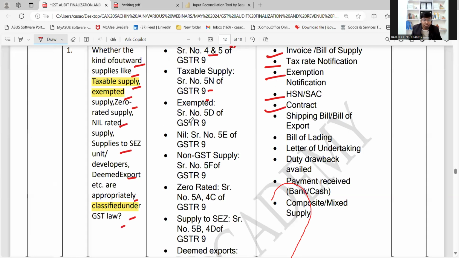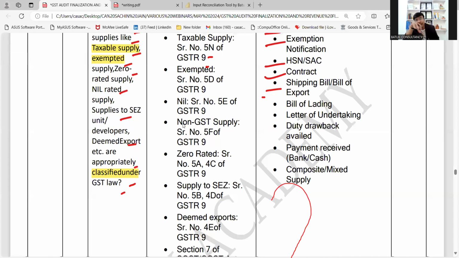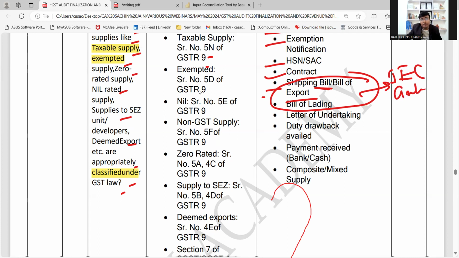Okay, now related to export, when the person is saying that I have made that supply outside India, in that case you need to demand the shipping bill and the bill of export. और shipping bill और bill of export से भी कुछ नहीं होने वाला है. You have to check the data, cross verify the data from the IEC Gate portal. जब तक आप इससे चेक नहीं कर लो आप सेटिस्फाई नहीं होगे.